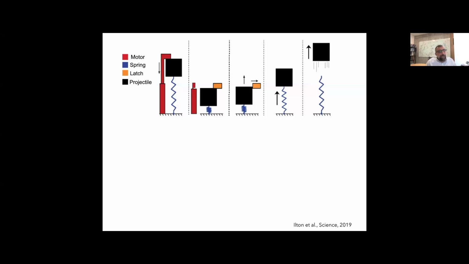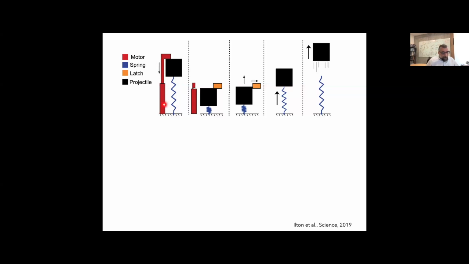In 2019, we had a paper by Mark Ilton, where we really developed an extremely simple model of the components that are required to utilize this kind of power amplification. We came up with four components, a four-component toy model. We have the motor in red, we have the spring in blue, we have a latch, and then we have a projectile.